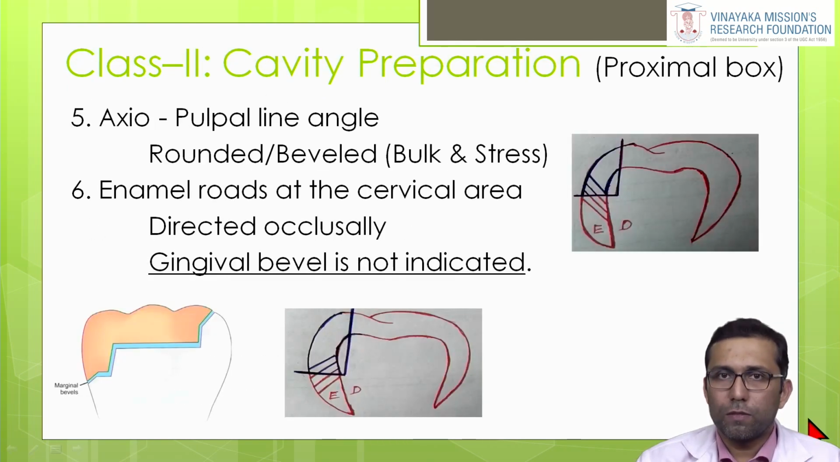The axiopulpal line angle should be beveled to have the maximum bulk of the restorative material, whereas the enamel rods at the cervical area are always directed occlusally, and the gingival bevel is not needed in the case of primary compared to the permanent. So that would be enough for the cavity preparation in the case of primary, just the modifications as we follow them.